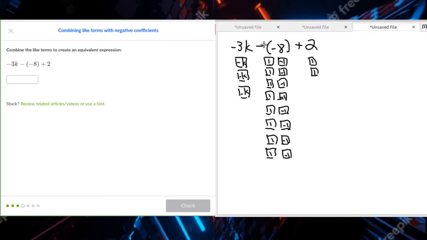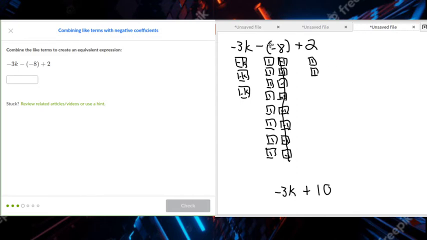Okay, so I'm going to subtract negative 8, so I've got negative 8 right here. I'm going to subtract that out, take that off. What am I left with? I'm left with 8 ones, and so that's going to be 10. Okay, and I still have this negative 3k over here.